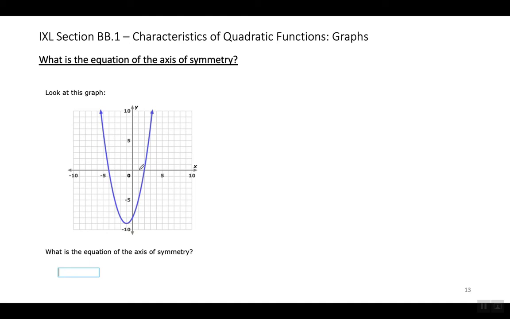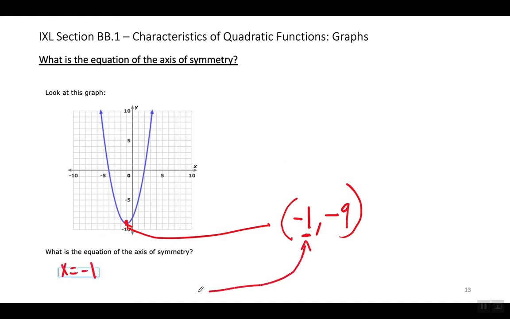Here, what is the equation of the axis of symmetry? Look at the vertex. The vertex is located at -1, -9. It's always going to be the x coordinate of the vertex. So the axis of symmetry is x equals -1. Another way to think about it is that this is the axis of symmetry right here, this line. And the equation of that line is x equals -1.